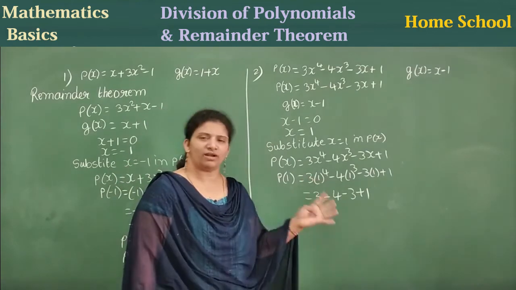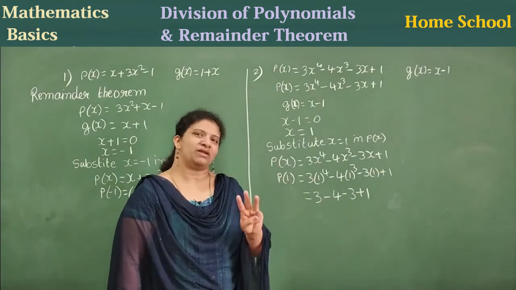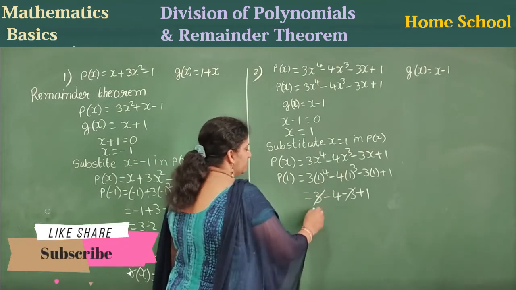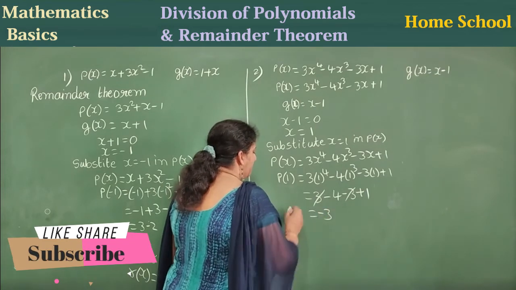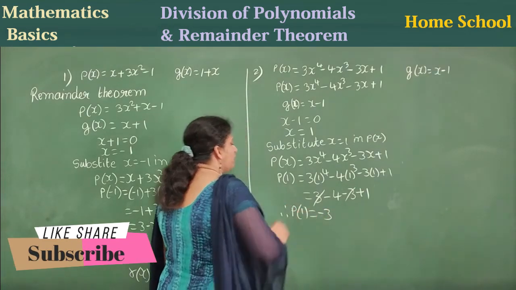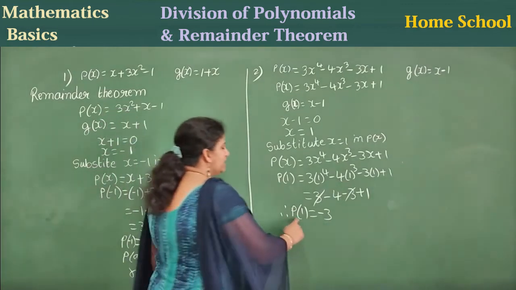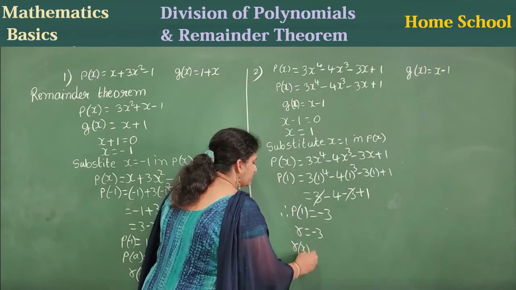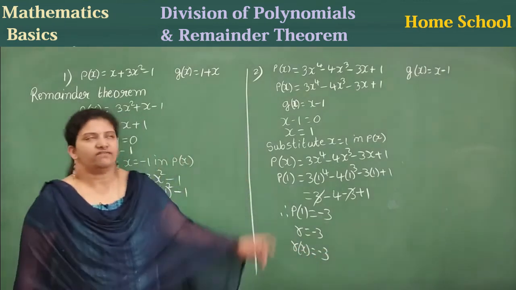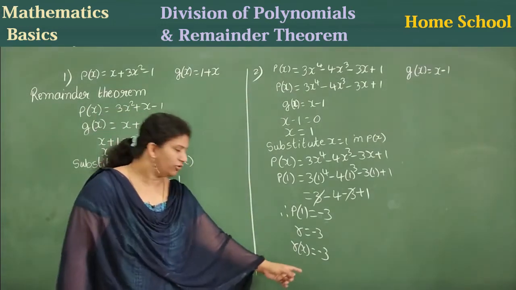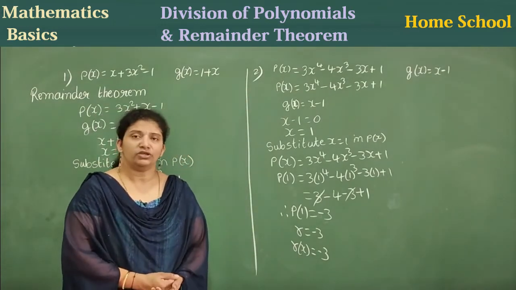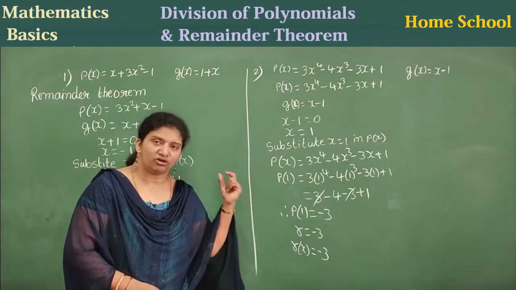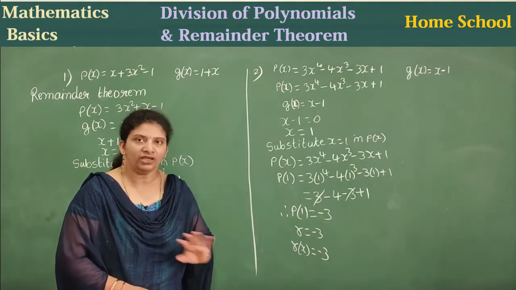See, children, 1 if you multiply 4 times, 1 only. 1 multiplied 3 times also, 1 only you are going to get. So now plus 3, minus 3 cancel. Minus 4 plus 1 will be minus 3. Therefore, P of 1 is equal to minus 3. This is nothing but R, or you can write it as remainder R of x is equal to minus 3. When you divide the polynomials, you are going to get the remainder minus 3. Do you remember, children, in your division method also we got the remainder minus 3. There we got the quotient, but in this method we won't get the quotient.